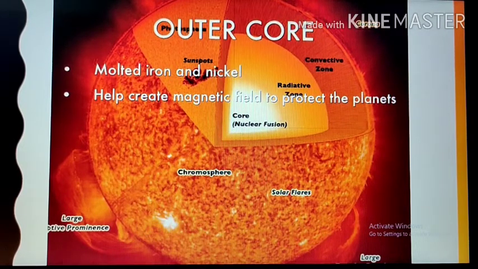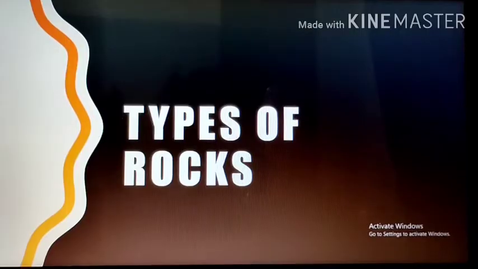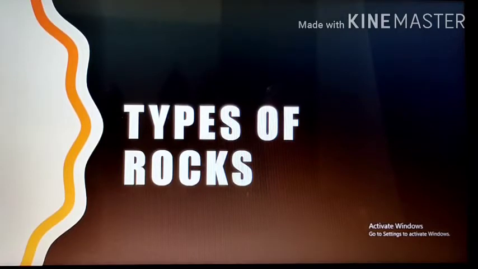So these are some very interesting facts. Now let's come to the next topic, that is rocks and minerals and various types of rocks. Now the earth's crust is made up of various types of rocks. Any natural mass of mineral matter that makes up the earth's crust is called a rock. Rocks can be of different color, size and texture. Rocks may be of various types and may be formed in different ways.